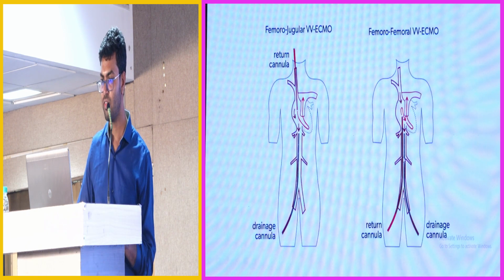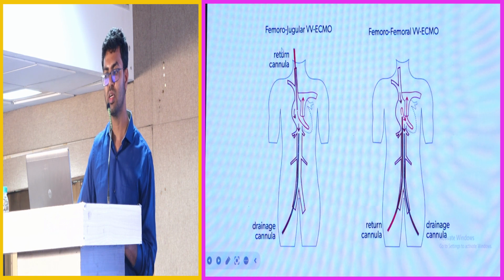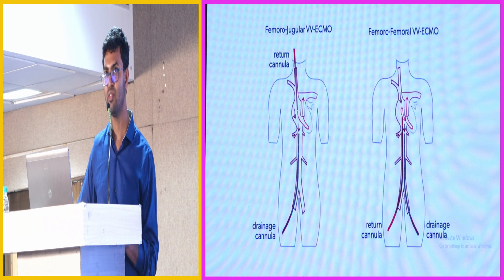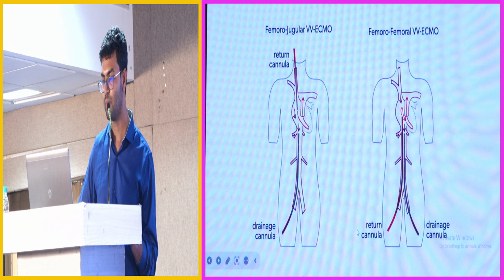So this is our femoral jugular veno-venous ECMO. Some centers also use the femoral-femoral ECMO where they are not comfortable otherwise. One of the patients whom I had to airlift had this, because they don't have expertise, so the surgeon placed only femoral cannulas.